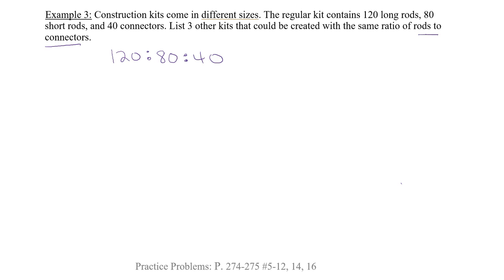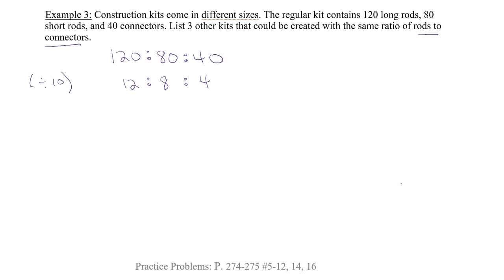So we want to keep the same ratio of long rods to short rods to connectors, but have a different size kit. Okay, so let's do a smaller one. So let's divide by 10. They all end in 0, so I can divide by 10. So 120 divided by 10 is 12, 80 divided by 10 is 8, and 40 divided by 10 is 4. So that'd be like a little mini kit.